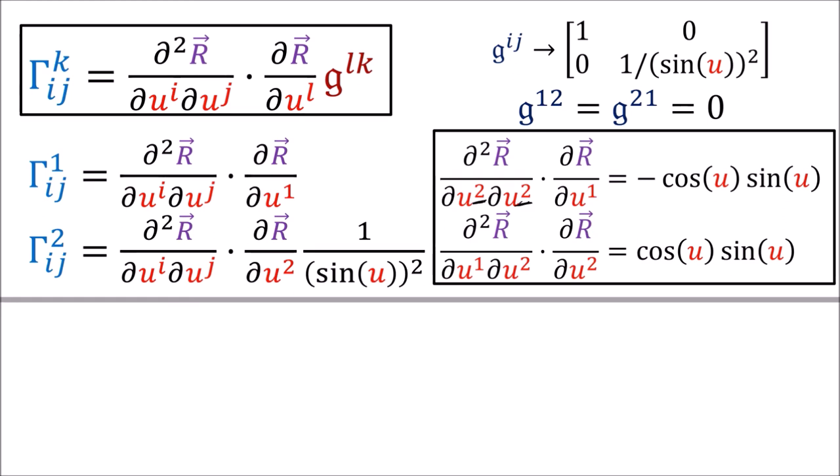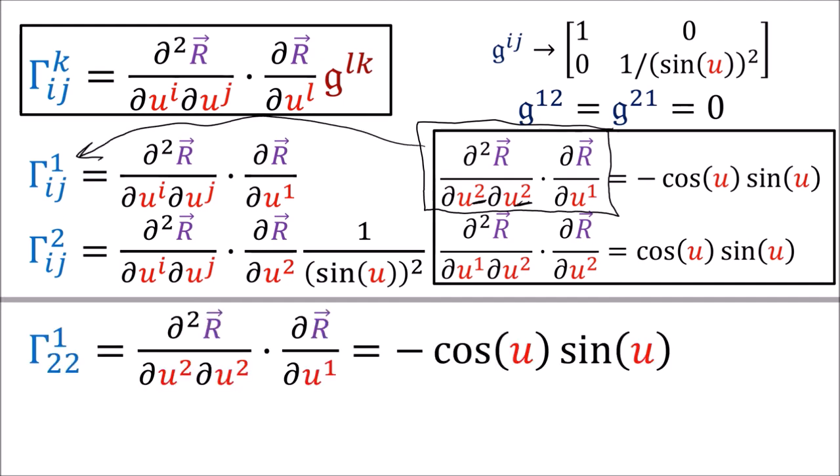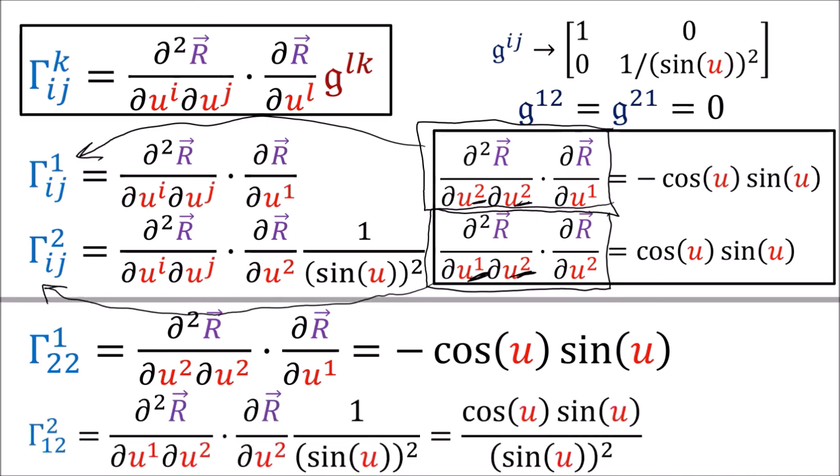So here, i and j are 2, 2, so the Christoffel symbol 1, 2, 2 is just this dot product, negative cos of u times sine of u. And here, i and j are 1, 2, so the Christoffel symbol 2, 1, 2 is this dot product divided by sine of u squared. So we can sub this in here and cancel out one of the sines on the top and bottom, and we get cos of u over sine u.